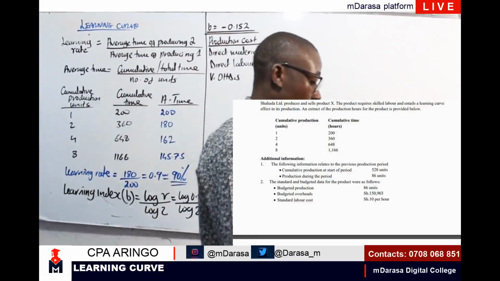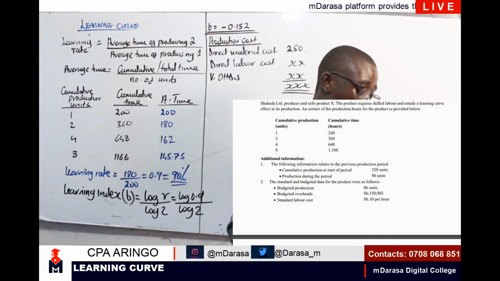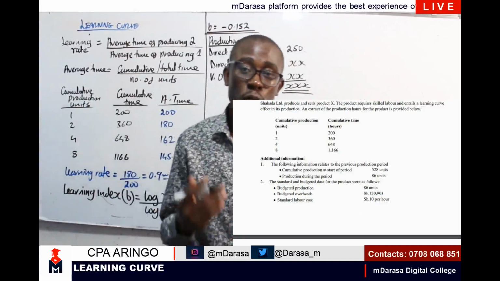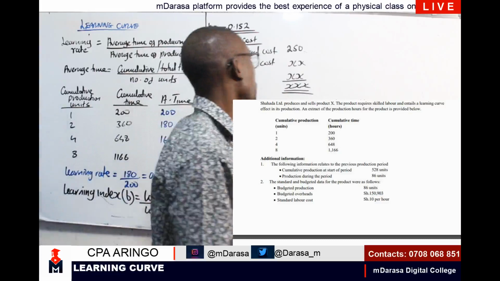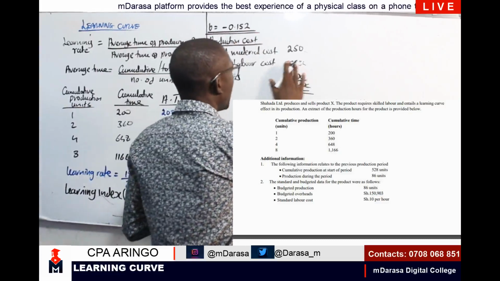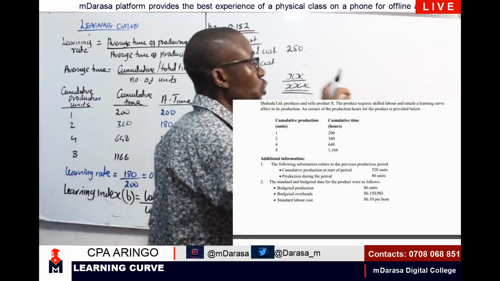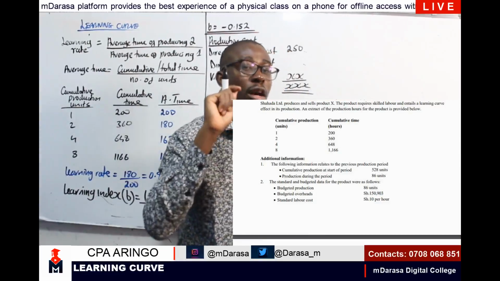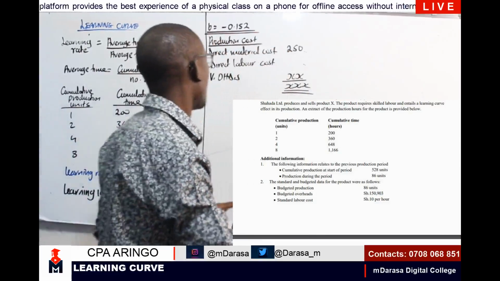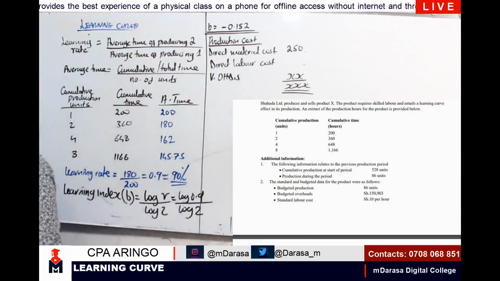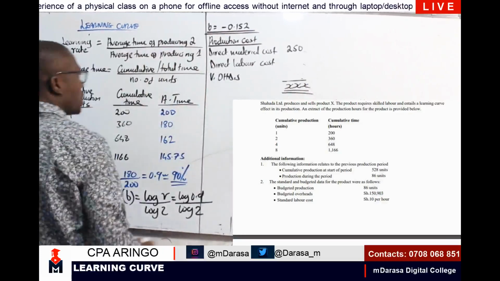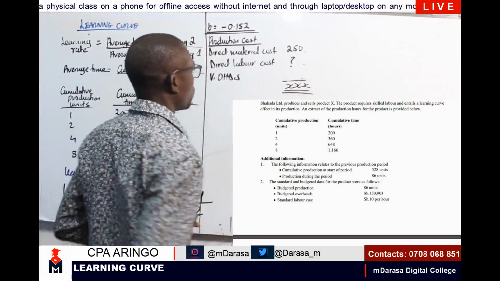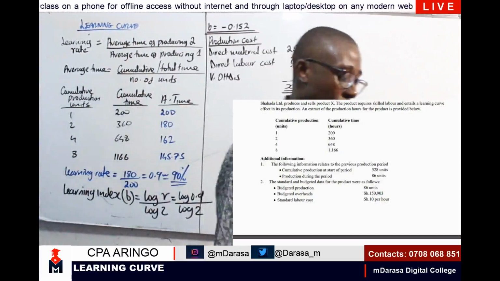What about direct labor cost? Direct labor cost we aren't given, but in this case you are told the standard labor cost, what I was paying per hour: 10 shillings per hour. For me, I want to determine the cost I'm going to use to produce 1 unit. So we don't have the aspect of direct labor cost. I'm going to put a question mark; I'm not given it. We are supposed to determine that.